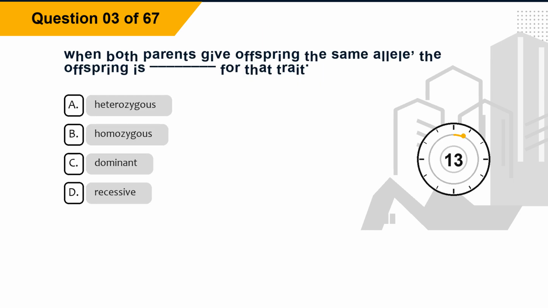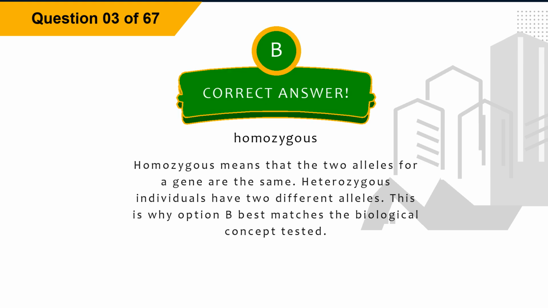Question 3. When both parents give offspring the same allele, the offspring is blank for that trait. Option A, heterozygous. Option B, homozygous. Option C, dominant. Option D, recessive. The correct answer is option B, homozygous.